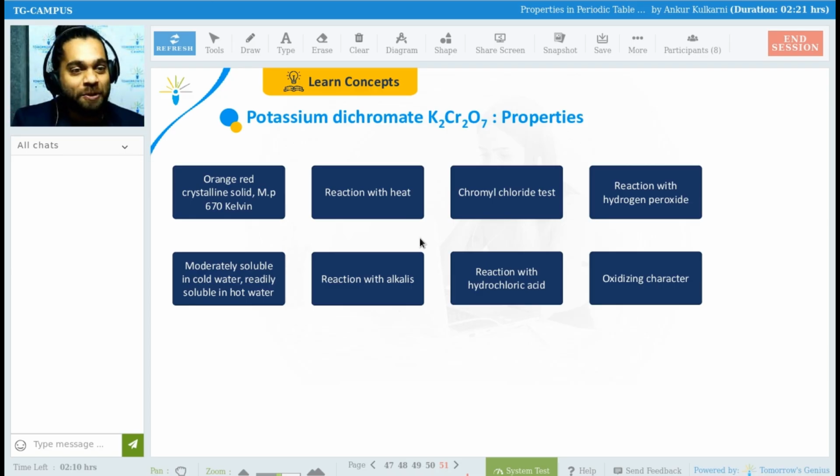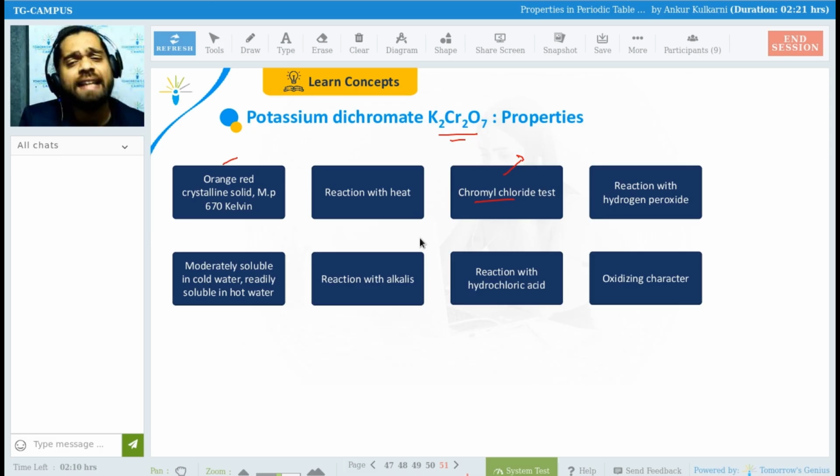So over here, yes, it is orange red, beautiful looking, solid. Yes, it gives the positive chromyl chloride test. We have seen what the chromyl chloride test is. I have told you that it is a test that gives the confirmation of chlorine. And K₂Cr₂O₇ is used as a catalyst over there.